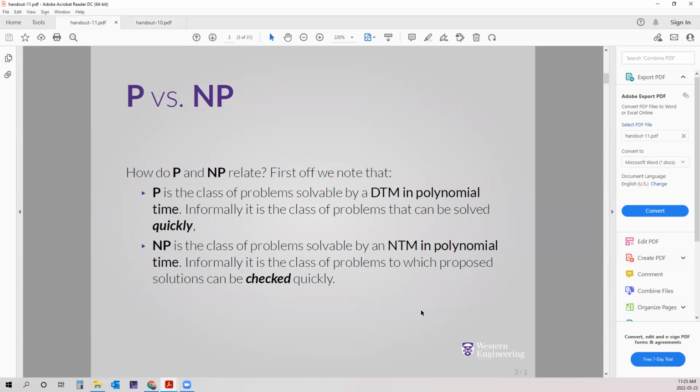First off, we know that P is the class of problems solvable by a deterministic Turing machine in polynomial time. Informally, it is the class of problems that can be solved quickly. So it's quick for computers. NP is the class of problems solvable by a non-deterministic Turing machine in polynomial time. Informally, it is the class of problems to which a proposed solution can be checked quickly.